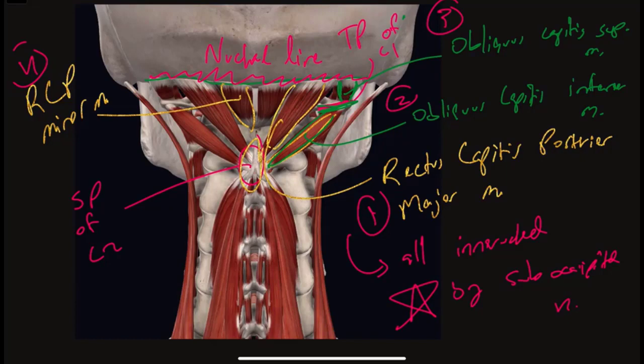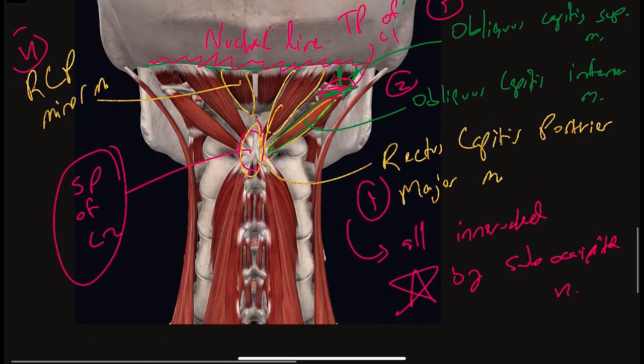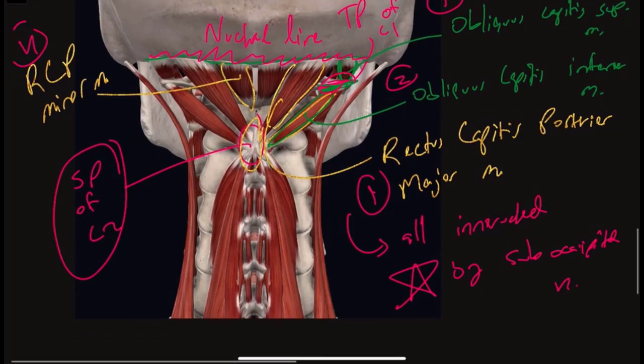And I just want you guys to make note of all these attachment sites. So spinous process C2 is really important because that's where we're connecting a lot of these things from. We also got that Nuchal Line as well as the transverse process of C1. And so this is an overview of the suboccipital triangle, so for the muscles as well as the nerves and the attachment sites. I hope this is helpful.